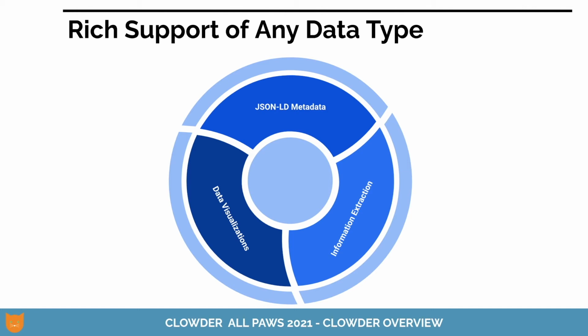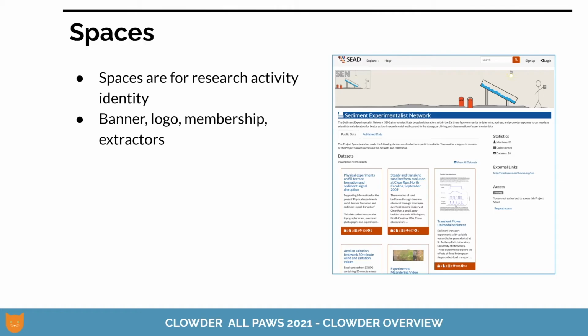Together, user and machine created JSON-LD metadata, custom information extractors, and data visualizations allow Clowder to support any data type as part of a typical research data management activity. So, being native to the web, Clowder was always meant to simplify the sharing of research data. Let's see how it currently does so.